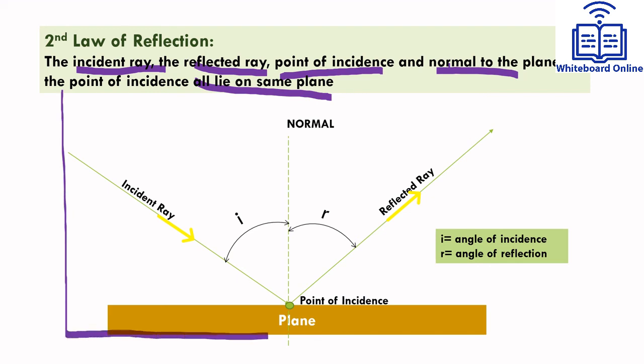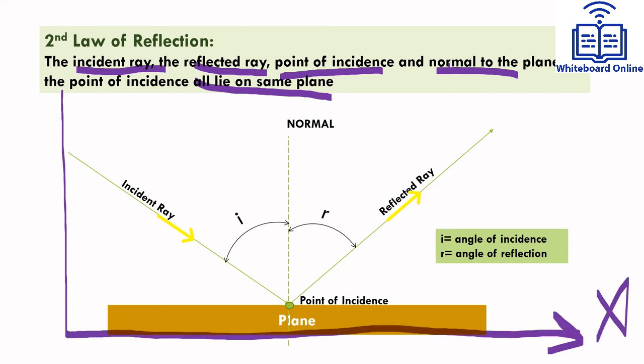Let us consider this plane is the XY plane. Then all these things, the incident light ray, reflected light ray, point of incidence and normal, all lie in this plane only. All these things exist in the XY plane. They cannot be defined for the YZ plane or XZ plane. They all lie in this two-dimensional plane only. They cannot be in another plane. I hope you have understood the concepts.